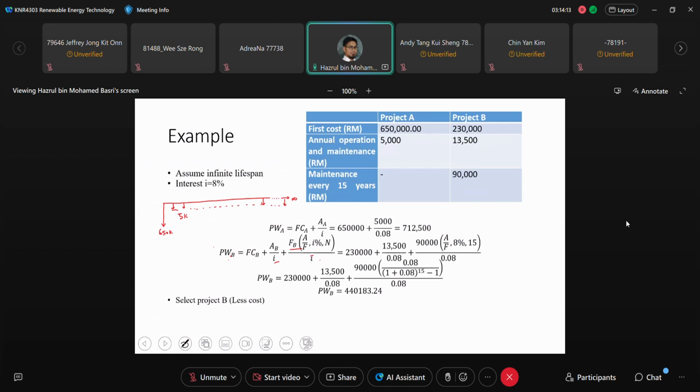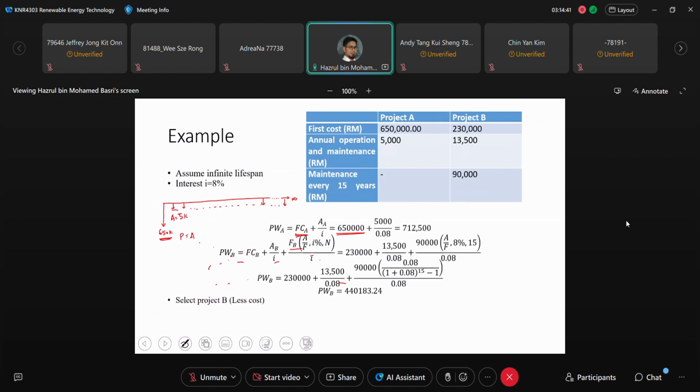So here, first we have the present value. You have FCA, 650,000 ringgit. That's the present value for sure, because that is the amount of money that you spend at time t equal to 0. And then what do we have? We have the annuity, equal to 5K. We want to find out the present value.